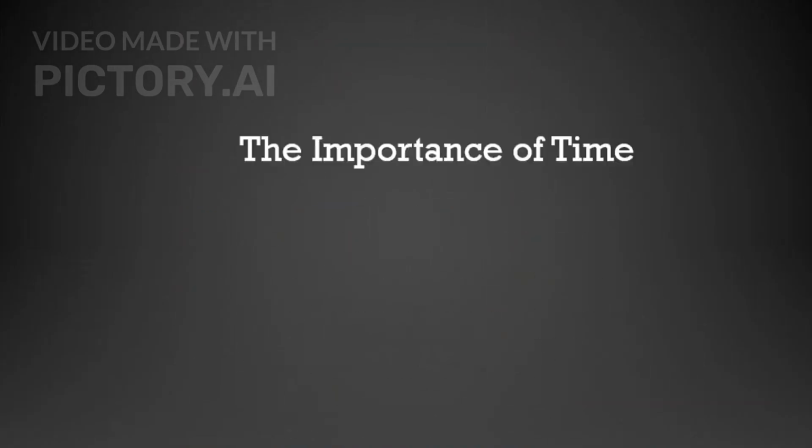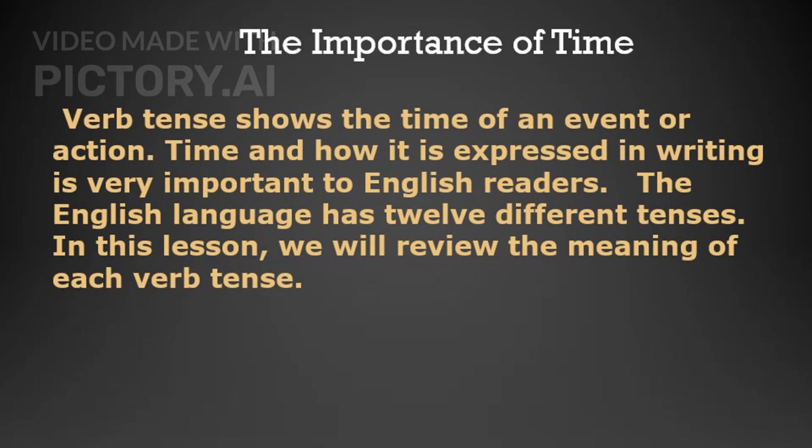Verb tense is crucial in expressing the timing of events or actions in writing. English has 12 different tenses, each with its unique meaning. Let's explore the significance of each verb tense.